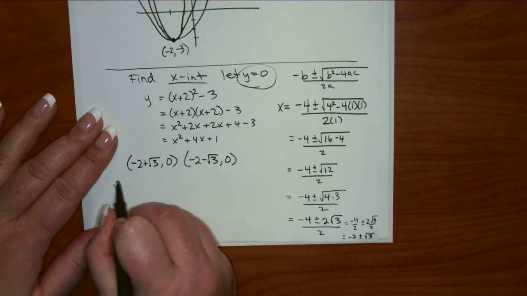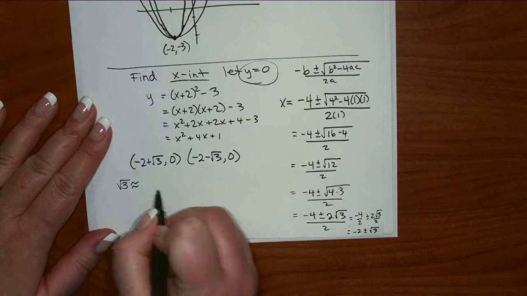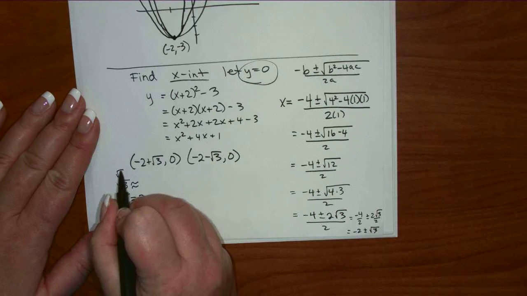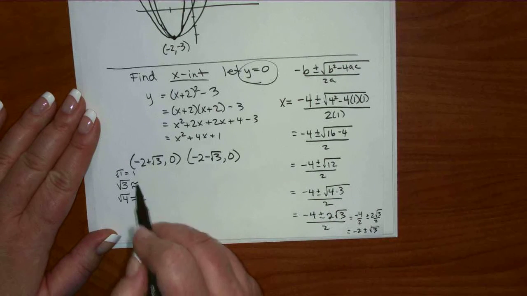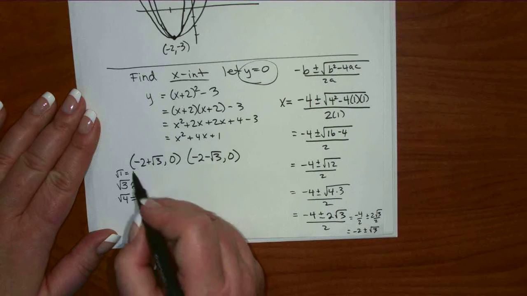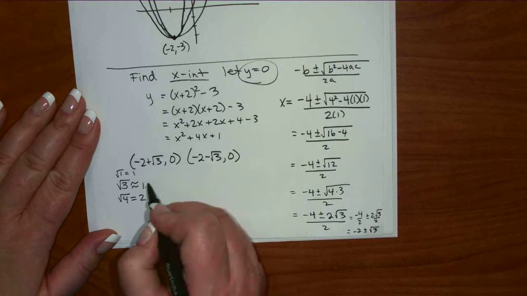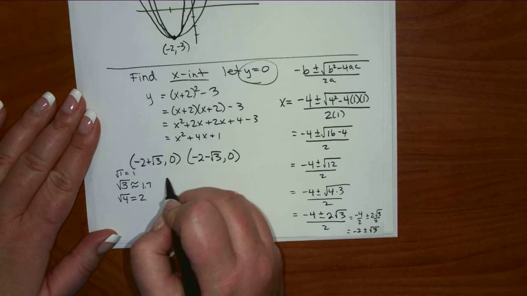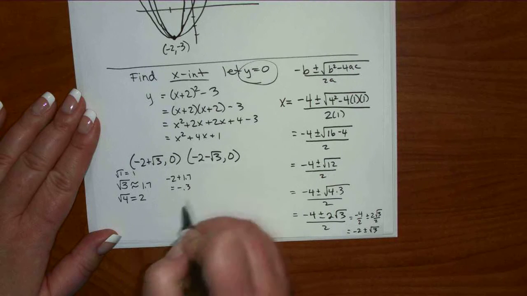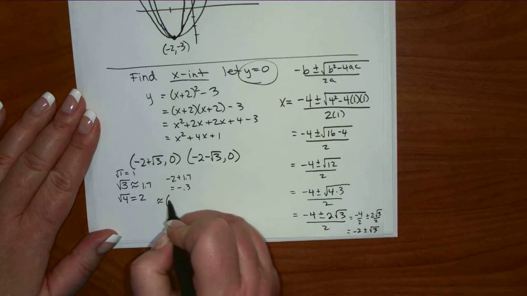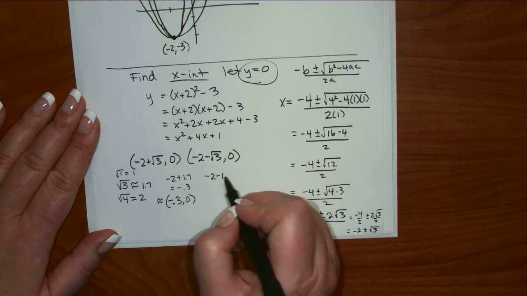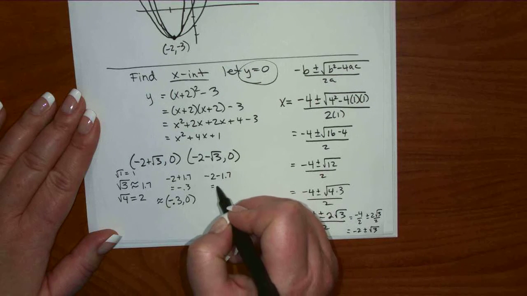Root 3 is what? What do we know that's close? We know root 4 is 2, and root 1 is 1. So it's between 1 and 2. Which one's it closer to? 1 or 2? 2. So let's say 1.7 as my guess. So the first number is -2 plus 1.7, which would be negative 0.3. So the first one is around negative 0.3. And the second one, minus 2 minus 1.7, is around negative 3.7.